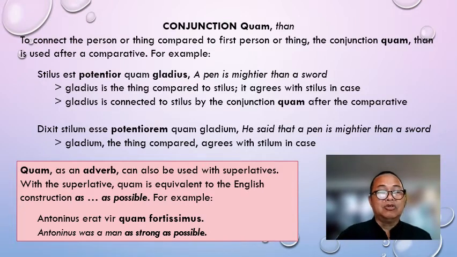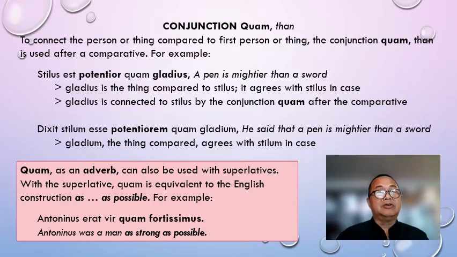Then gladium. Why gladium? The thing compared, as we have said, agrees with the person or thing to which it is compared. So here, stilum. Gladium is compared to stilum. So since stilum is now accusative, gladium should also be accusative, because gladium agrees with stilum in case.